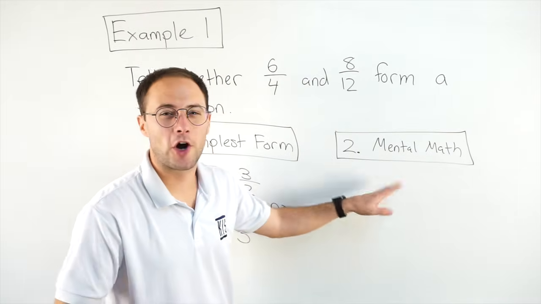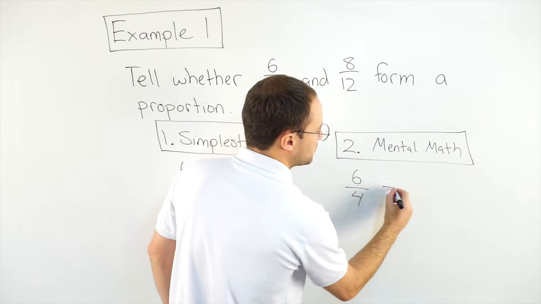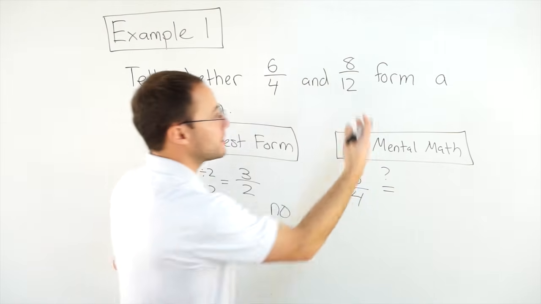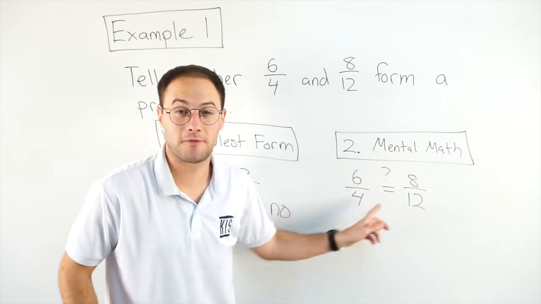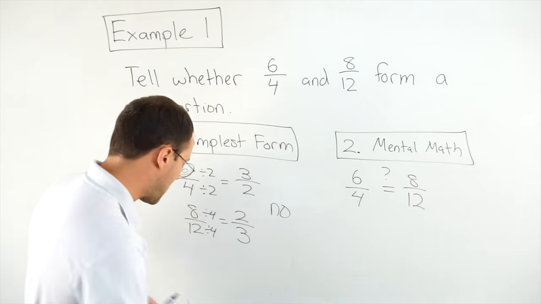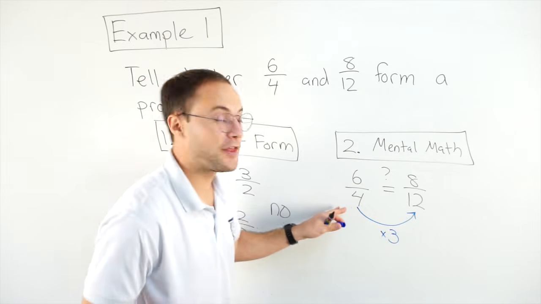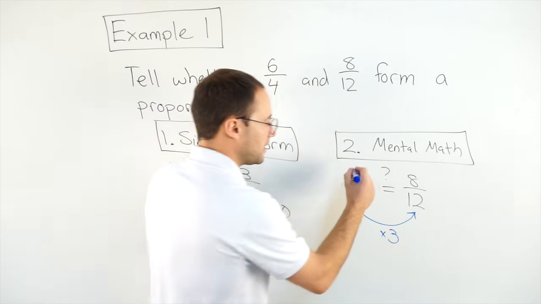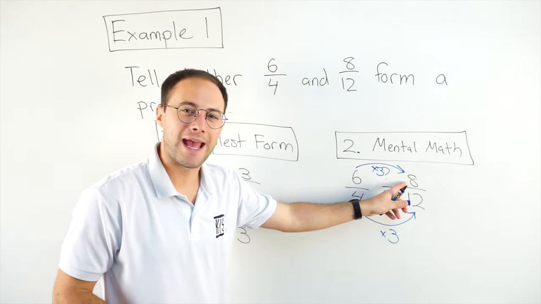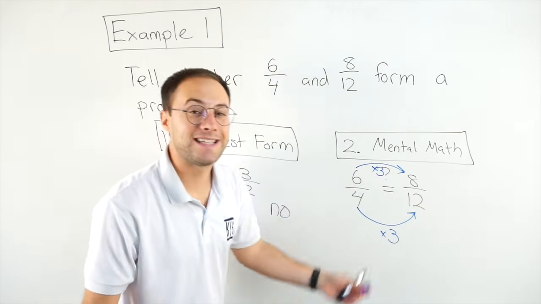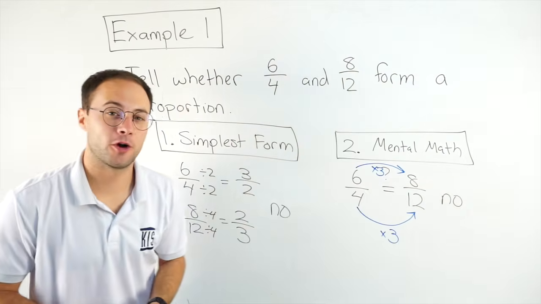All right, method 2, I'm just going to call mental math. The way this works is if I'm comparing 6 over 4, and I'm trying to see if that is going to be equal to or equivalent to 8 over 12, I've got a question there because I'm not sure if they form a proportion. I can just use some mental math. To get from 4 to 12, I would multiply by 3. Anything I do to the denominator, I should do to the numerator if it was going to be equivalent. So if I did 6 times 3, does that give me 8? No, 6 times 3 is 18, not 8. So again, that would be no. They do not form a proportion.